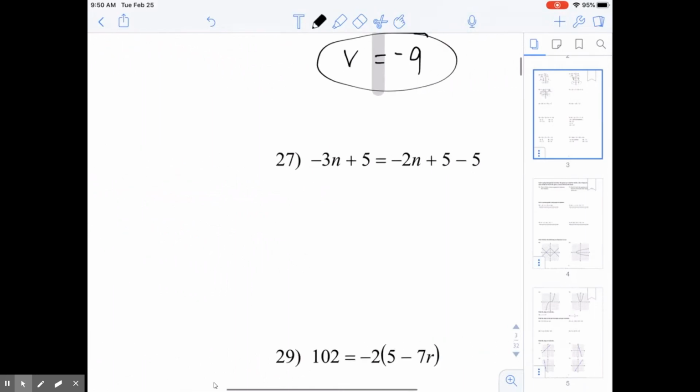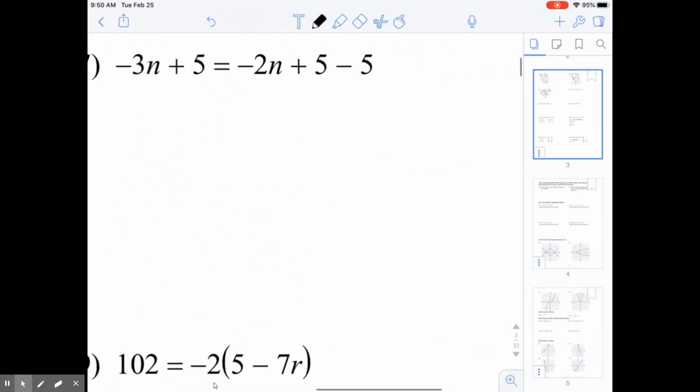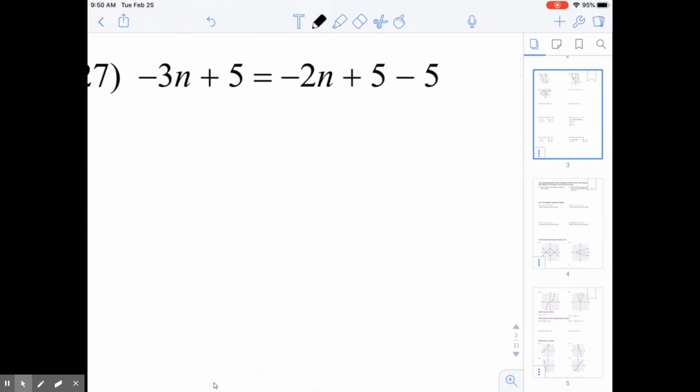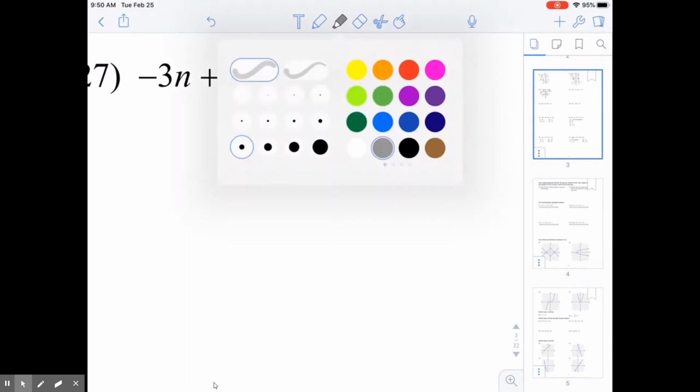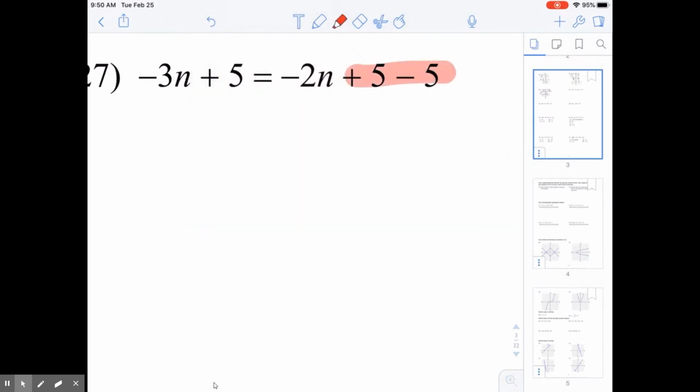All right, moving on to 27. 27, again, does not have distributive property, but it does have like terms. In this case, right here, we have positive 5 minus 5. So that's really just going to equal 0. But when things equal 0, they just cancel out. So we can get rid of that part of the problem.